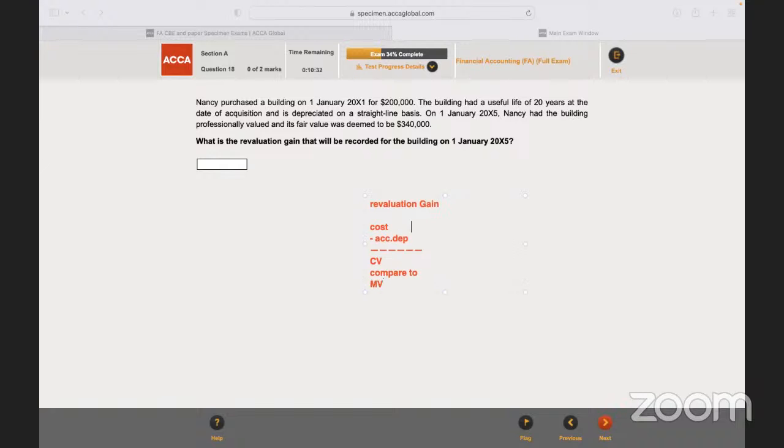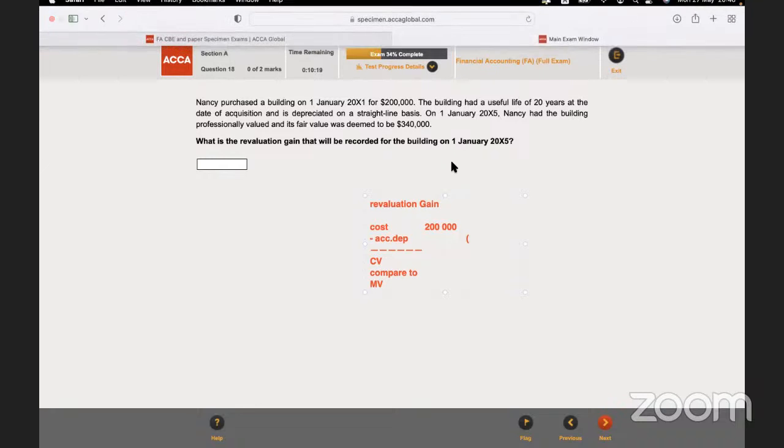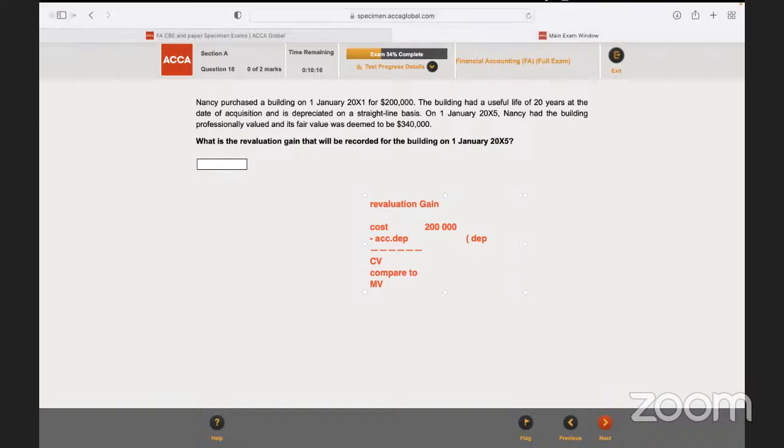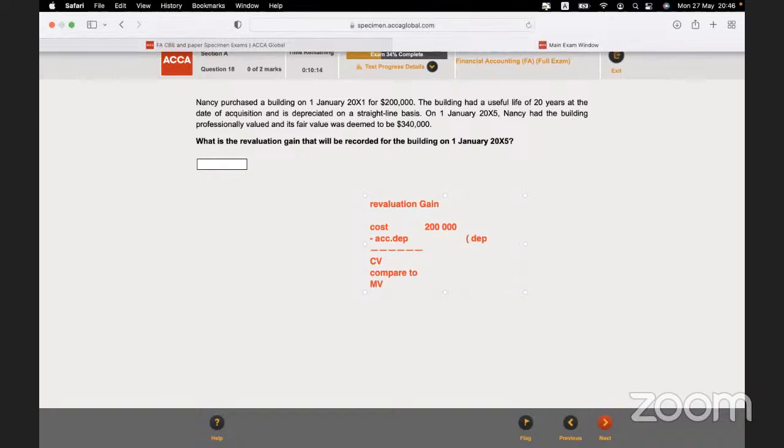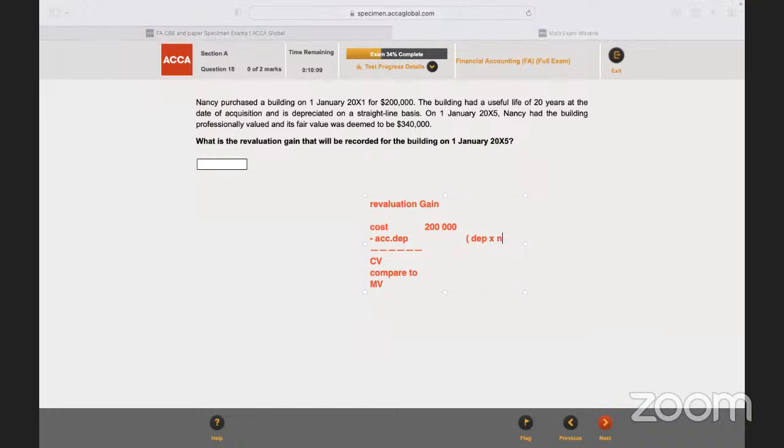Now the cost of my asset is 200,000. Accumulated depreciation: usually in accounting, how to calculate accumulated depreciation using the straight line method? Get the depreciation first. You know how to calculate basic depreciation, right? Take the basic depreciation and multiply it by number of years used. This is what you should do.